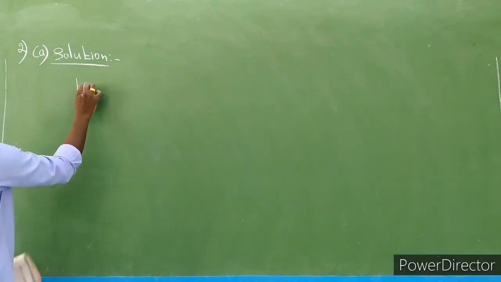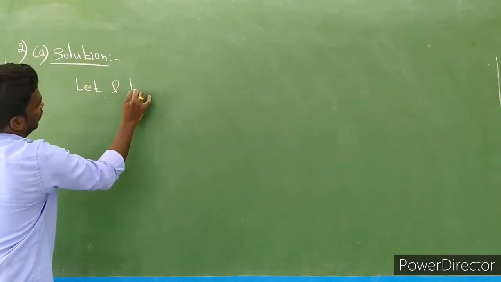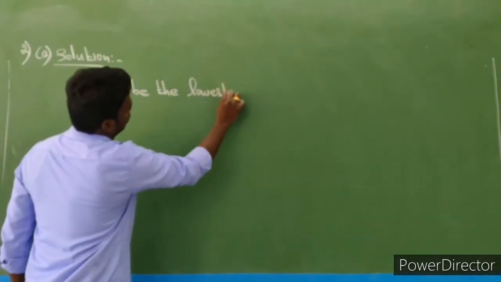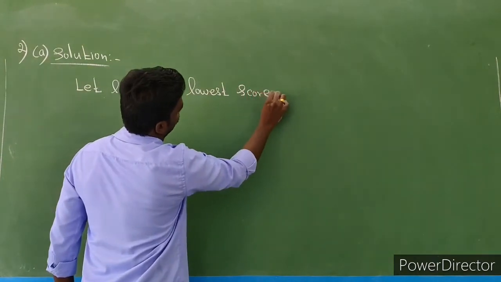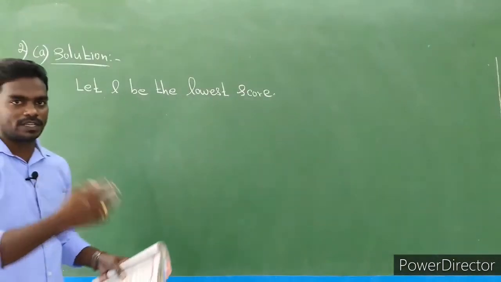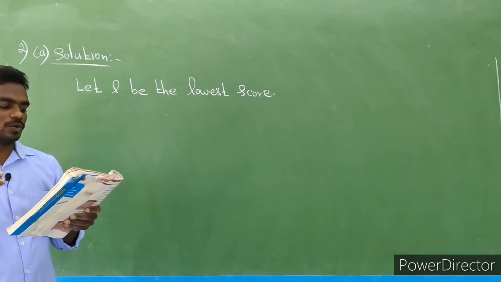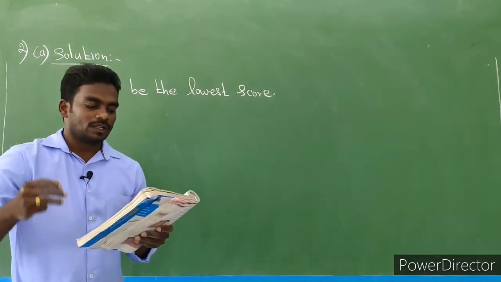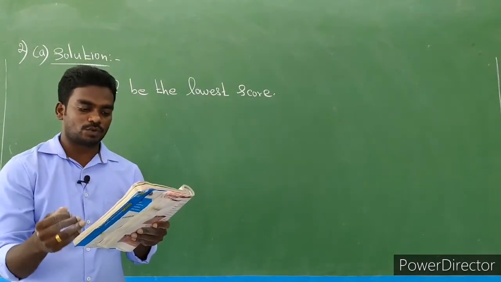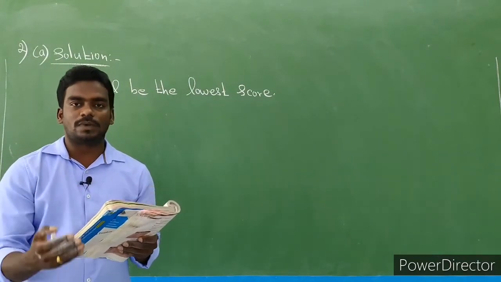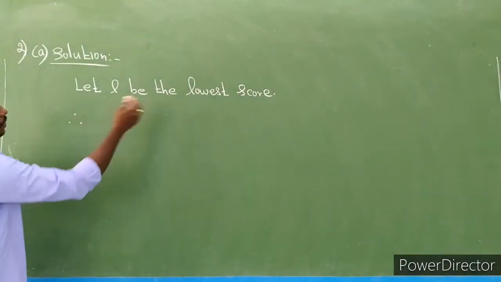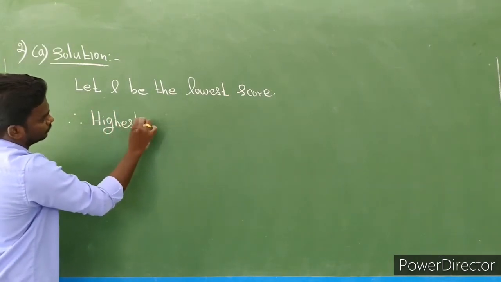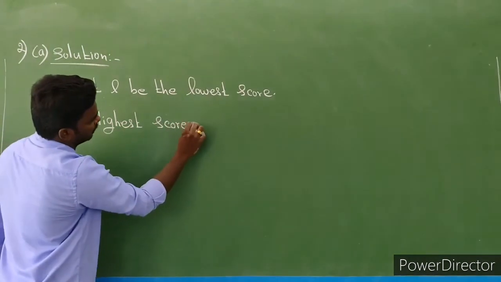So let L be the lowest score in the class. What does the lowest score mean? We want to find the lowest score of the class. The teacher tells that the highest marks obtained by a student in her class is twice the lowest mark plus 7. Let L be the lowest score, therefore the highest score is equal to what?